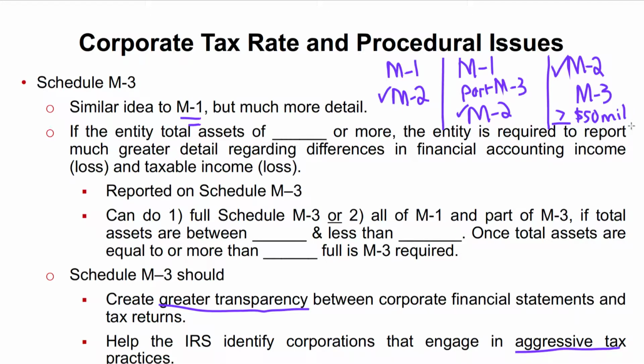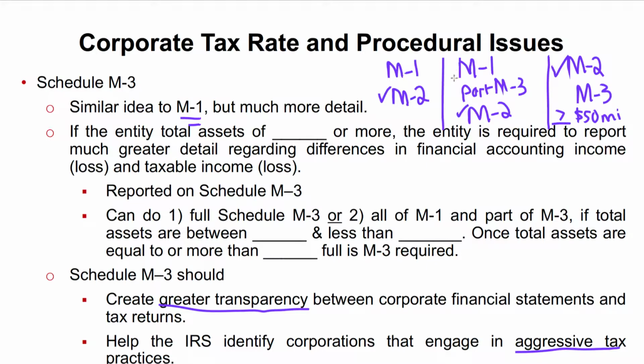Some of you might be wondering, why not look at the receipts? That's usually because if you have total assets of $50 million or more, then you probably have a pretty good amount of receipts too. Maybe not the same amount of receipts, but we're focusing on assets here, okay?